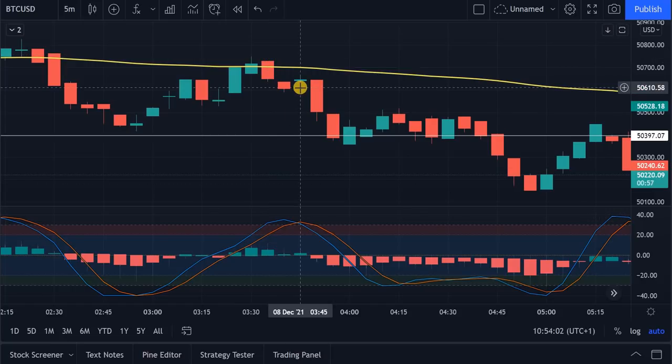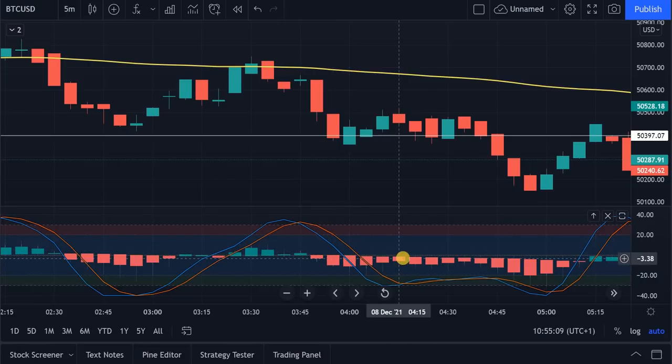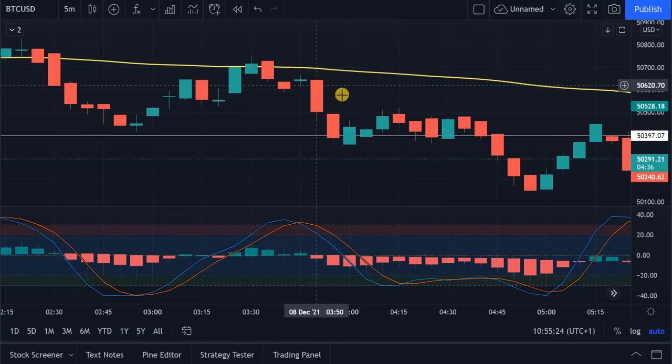Then the second confirmation is that there was a cross to the downside on the stochastic. Confirmation number three is that there were multiple Heiken candles displaying red. So this red candle shows that there is continuation of a downtrend. Right now, what I would do is enter a position at around this exact level.